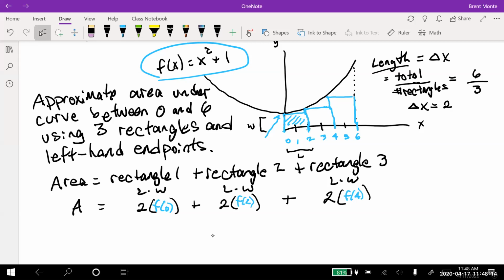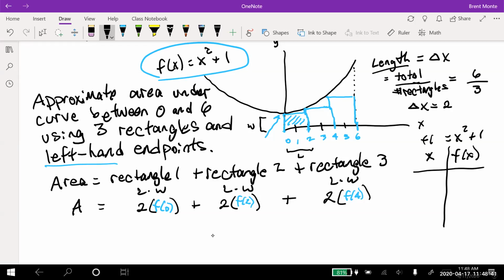And that's because we're using left-hand endpoints to determine those. So I just need to find out what those are. So I'm going to do a little one of these again over here. You don't have to do it that way, but to show you what's going on. So I'm going to go x and then f of x using the formula x squared plus 1. That's what f of x was.